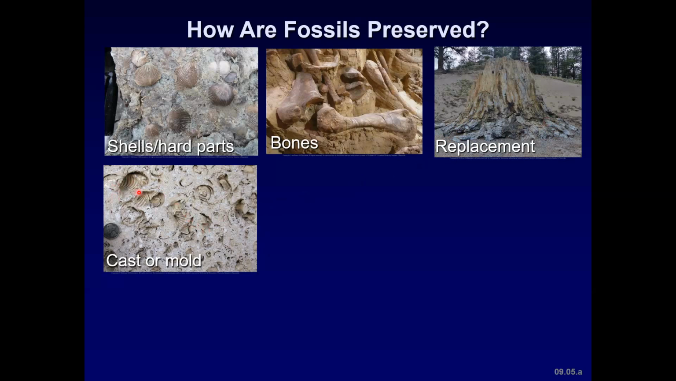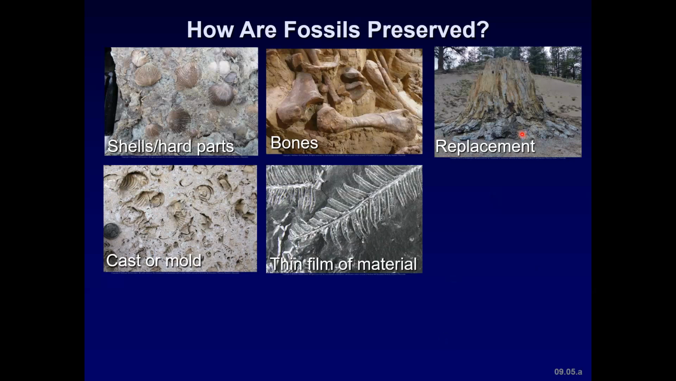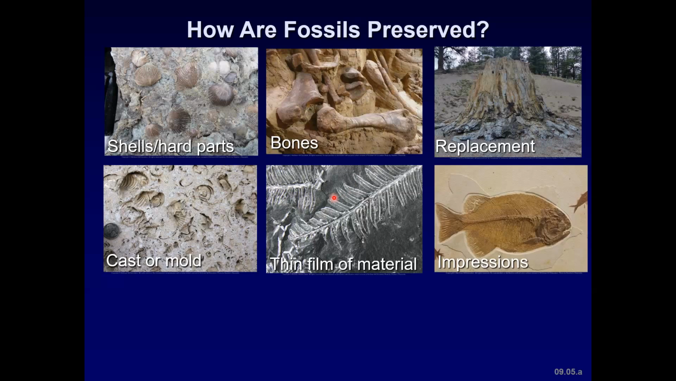You could also just have an impression or a cast or mold into sediment preserved. And with replacement, that's where you get fossil preservation when silica or pyrite, something similar to that, replaces the original structure. Or you could have a thin carbon film that occurs because of burial, with carbon-rich plants then becoming thin films of carbon. This is a fern, for example.